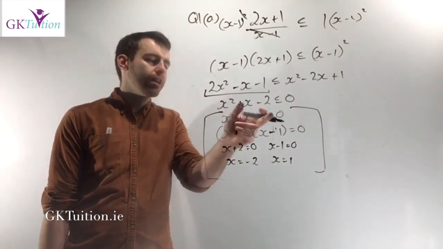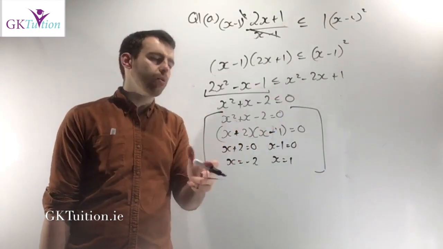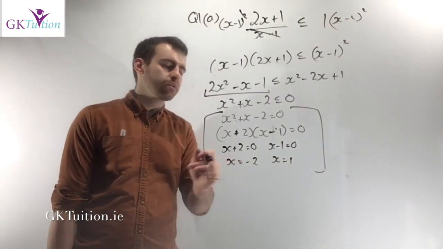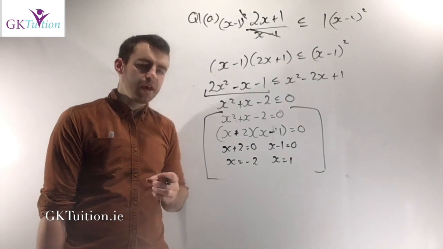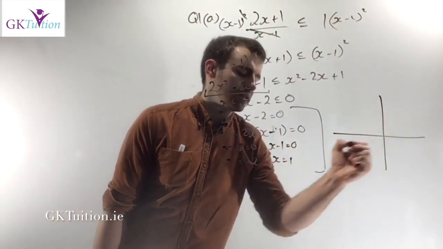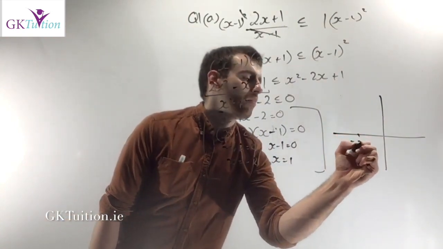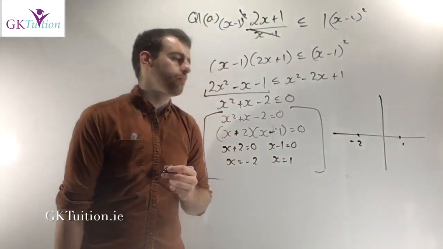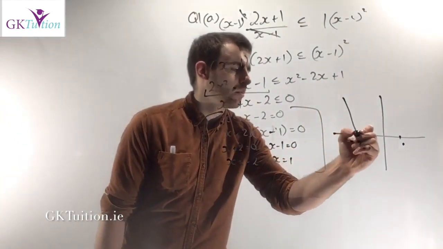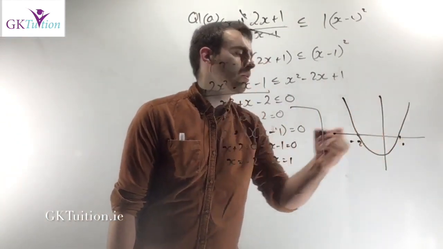So I let my quadratic equal to 0 rather than the inequality. Factorize and solve this, and the two values I'm getting are x equals minus 2 and x equals 1. That tells me that if I sketch this graph, I know that the points where it would cross the x-axis are at minus 2, 0 and at 1, 0. It's a plus x squared, which means that it's going to be a U-shape. And it would cross at minus 2 and at 1.